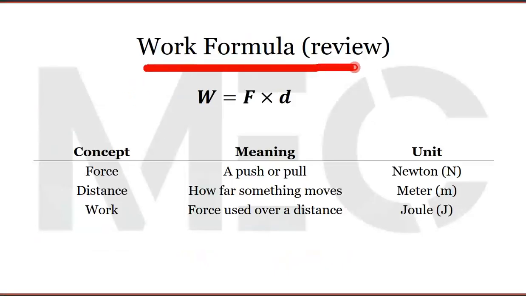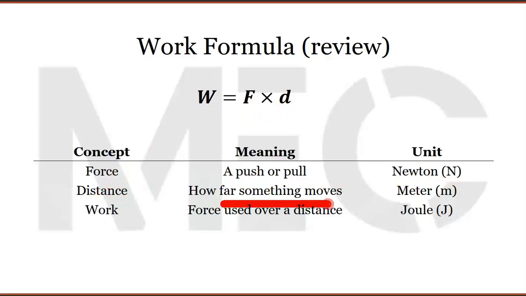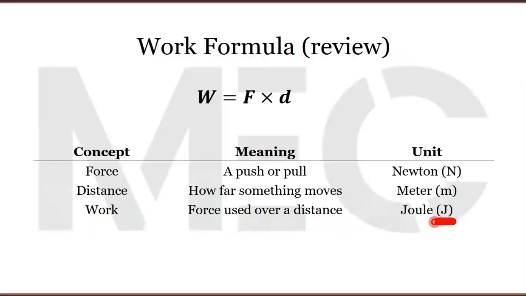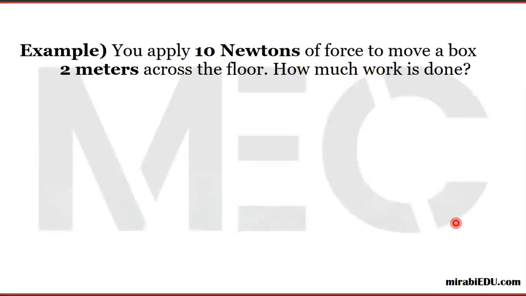let's go back to the work formula. Work formula was W equals F times D. Work equals force times distance. So force is a push or pull. What is the unit of it? Newton. A distance was how far something moves. The unit of distance is meter. Work is the force used over distance. So the unit of work is joule. Joule is usually denoted by a capital J.